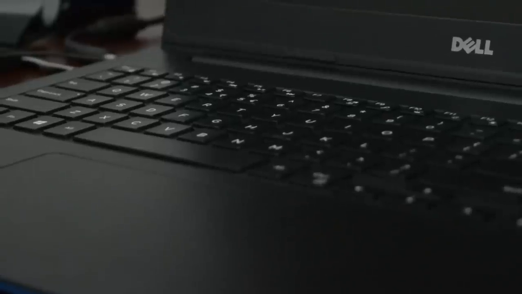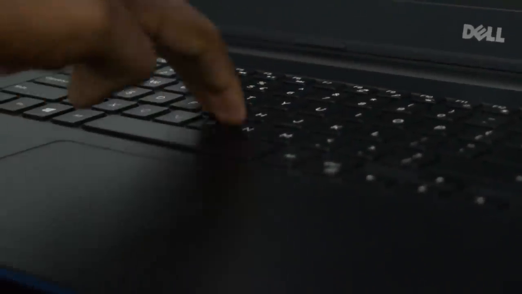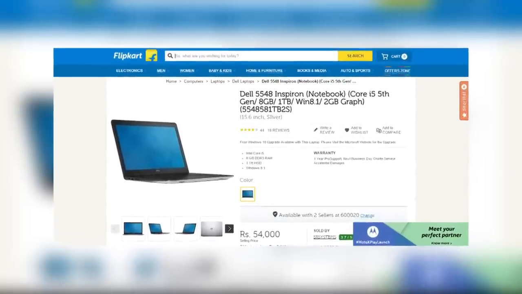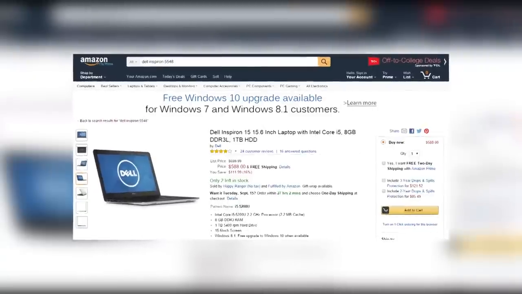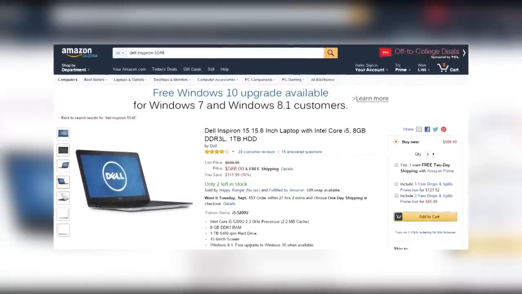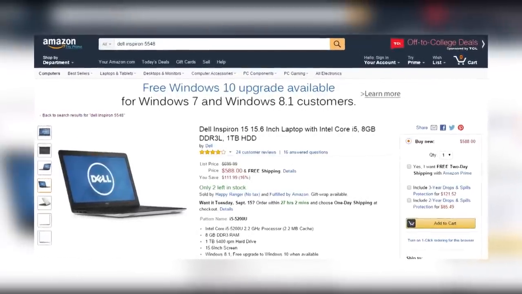But one gripe about the keyboard is that it flexes a lot, but over time you'll definitely get used to it considering the price. And talking about the price, the Dell 5548 is around 50,000 rupees in India and abroad it is approximately $600 to $700. So this makes it one of the most affordable mid-high-end laptops.